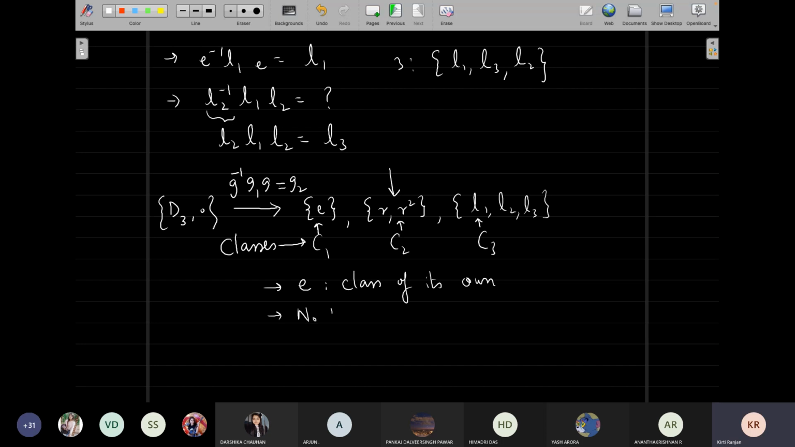No two classes contain any same or similar element. Okay, no two classes contain same or similar elements. That means R, if it is in class C2, it cannot be in C3. L2, if it is in C3, it cannot be in this.